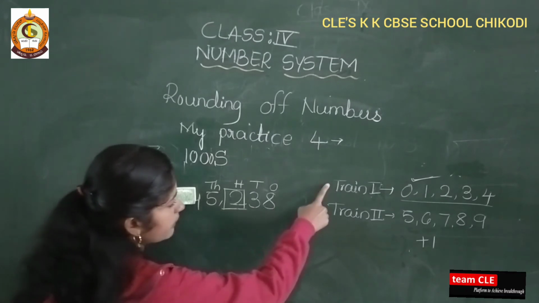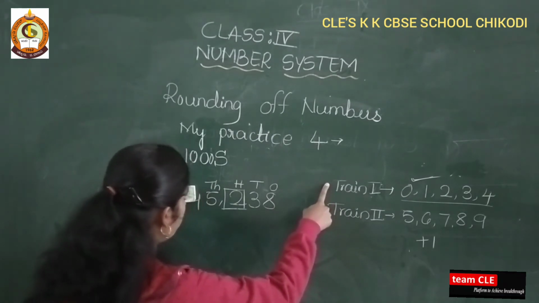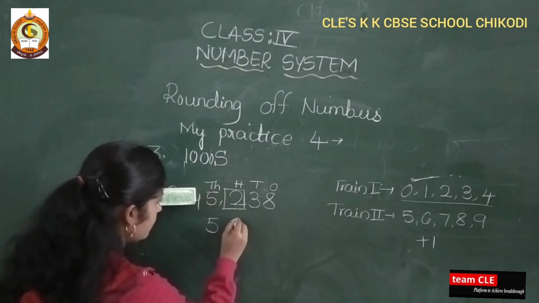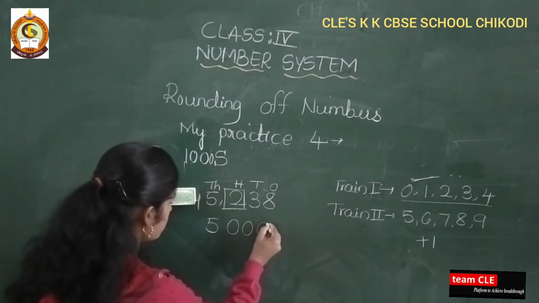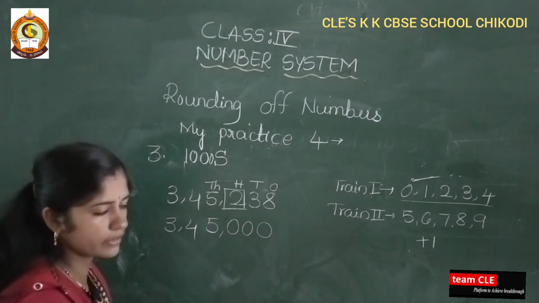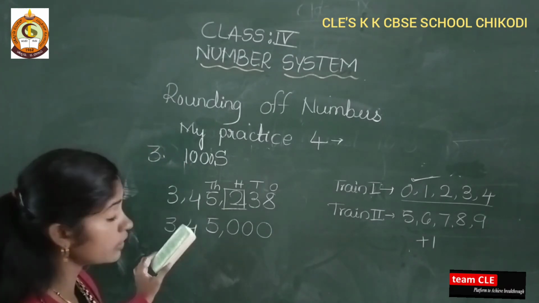Then see, 2 will come in tray number 1 or tray number 2? Yes, it will come in tray number 1. So there is no need to add 1 here, right, as it is. This 100 place 0, tens place 0, ones place 0, and you write this also. So 3,45,000 is the round off number. Okay, so this is nearest to 1000.